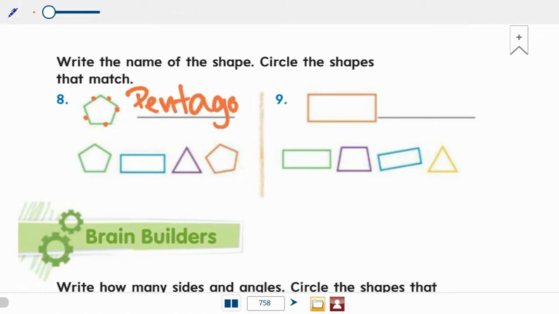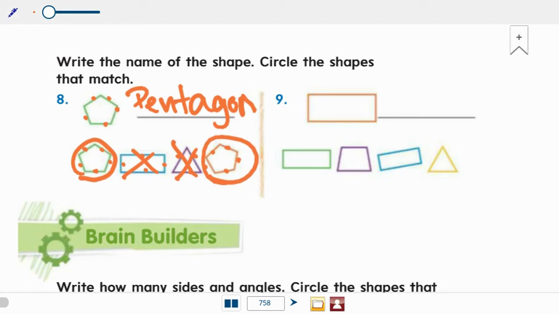Pentagon, all right. And then I'm looking for which one of these shapes also has five sides and five angles. So we've got one, two, three, four, five. Perfect. One, two, three, four. Nope. One, two, three. No, again, we're looking for five sides. One, two, three, four, and five. Perfect. All right. So we had two five-sided pentagons.